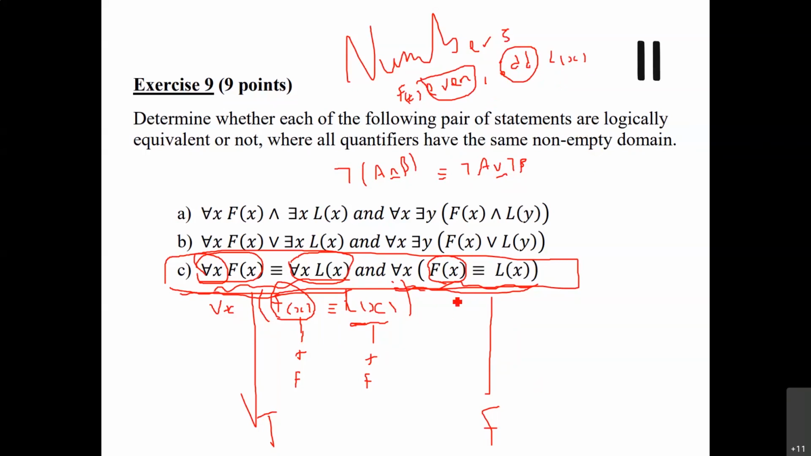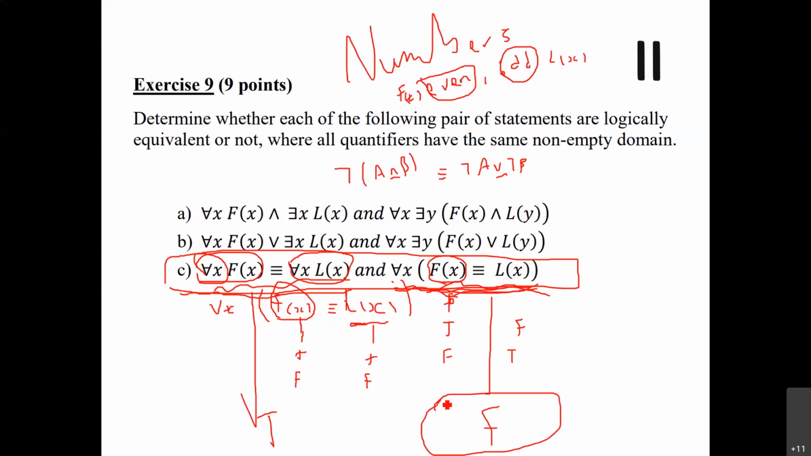Let's check the right side. For every x, f of x is equivalent to L of x. This is definitely false because you're saying for every x being odd is equivalent to x being even, which is wrong. You're either odd or even. So whenever x is actually even, it's going to be true for f of x, but false for L of x because it's not odd, and vice versa. So the right side becomes false because it's not true.